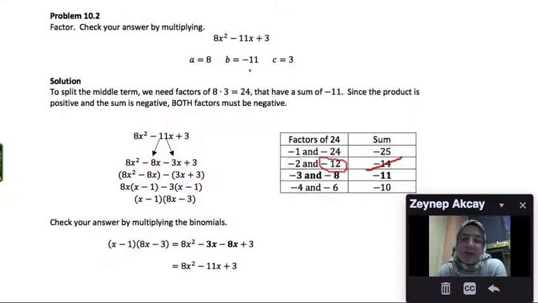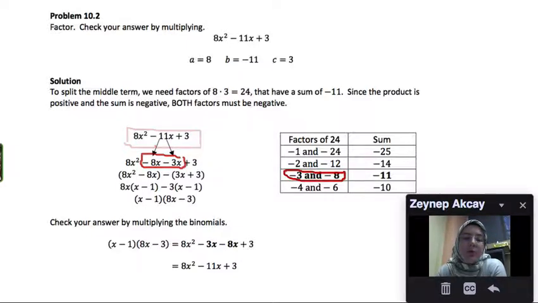And let's check the next factor, which is negative 3. Divide 24 by negative 3, we find negative 8. When we add them, yes, we do find negative 11, which is the middle coefficient. So we can stop here. Now, take your polynomial and rewrite it by splitting the middle term into 2 terms as a sum of 2 terms using the pair of numbers we have found, negative 3 and negative 8.